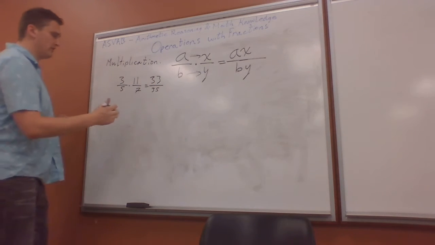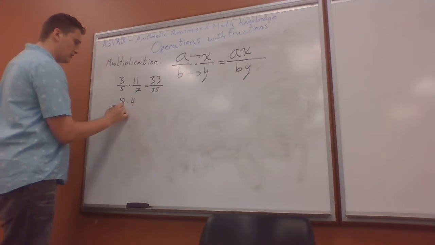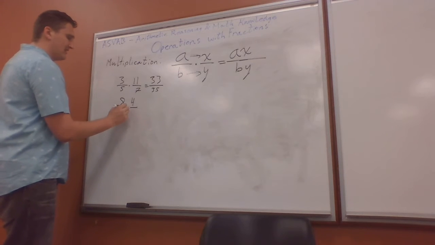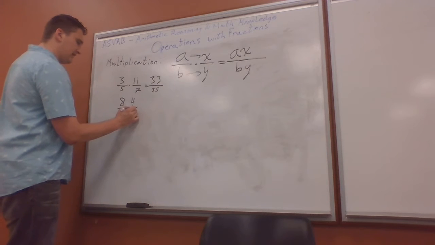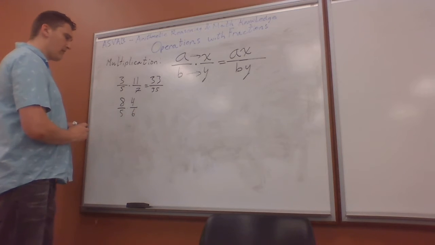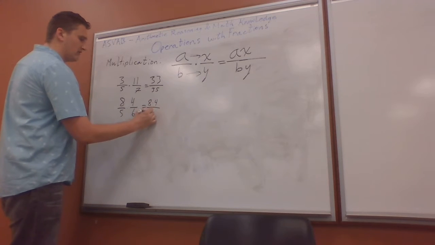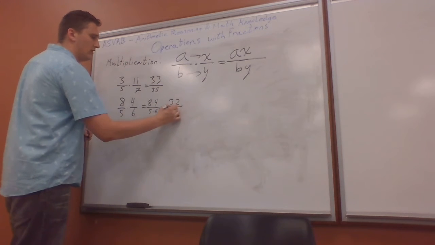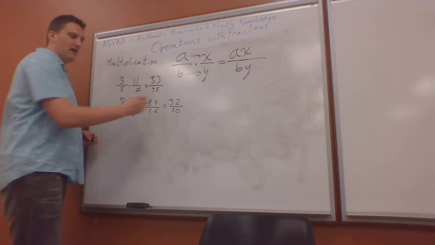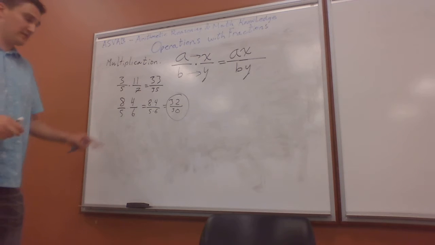Okay, let's try just one more, just to make sure we got it. Let's go 8 over 5 times 4 over 6. I treat that like 8 times 4, and 5 times 6 on the bottom, which gives 32 over 30. It's okay to have a bigger number on top than on the bottom. We're not dealing with probability yet, not on this problem.